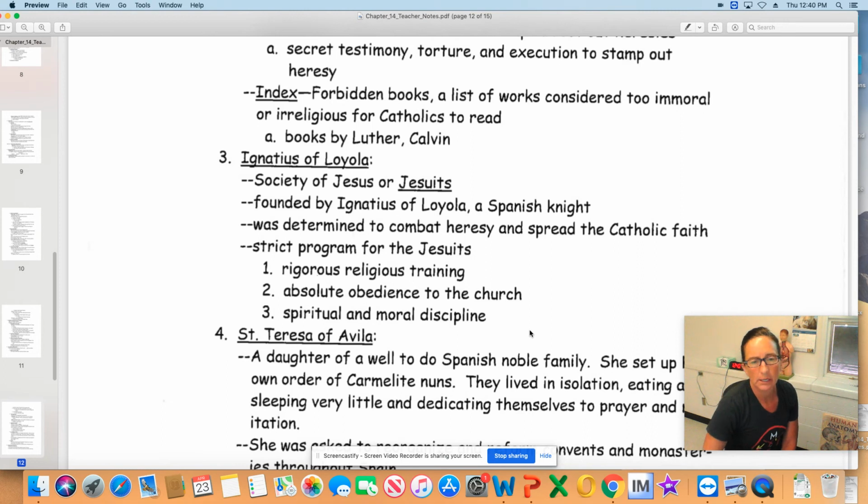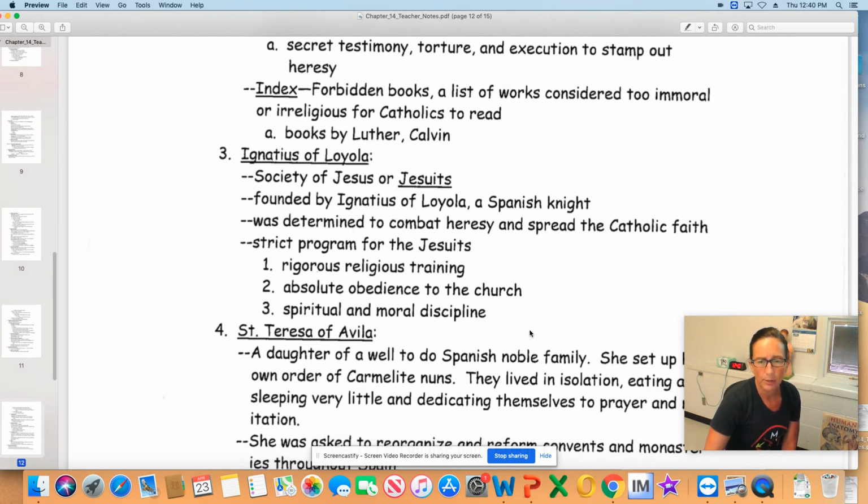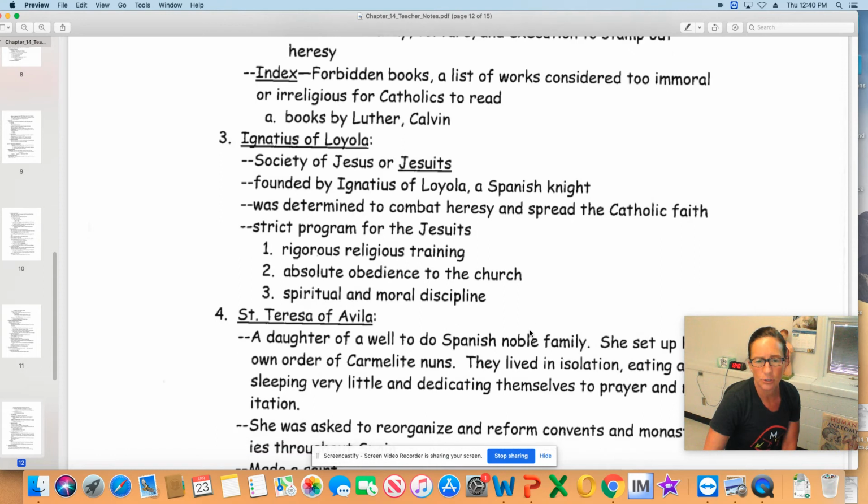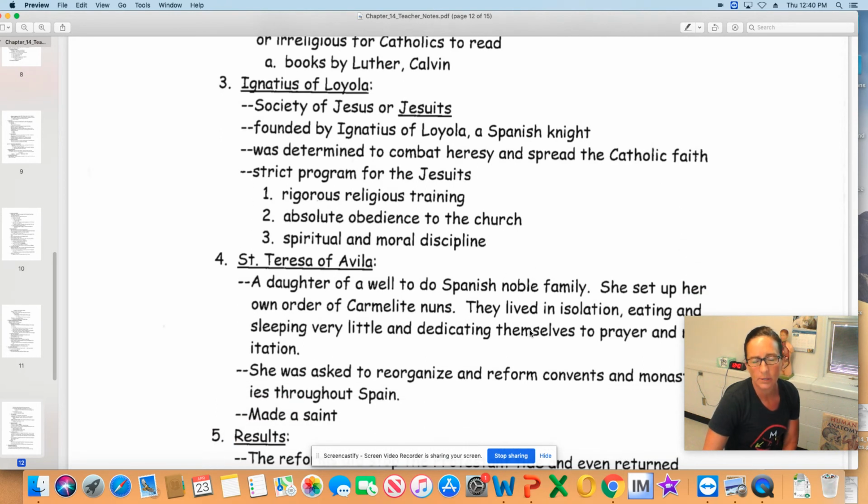Ignatius of Loyola founded the Society of Jesus, or Jesuits. I think Creighton University is a Jesuit university. Rockhurst in Kansas City is a Jesuit university, and that's the Society of Jesus. They were determined to combat heresy and spread the Catholic faith. Strict program for the Jesuits: rigorous religious training, absolute obedience to the church, and spiritual and moral discipline. So that's an attempt to reform the church, and they tended to focus on education.